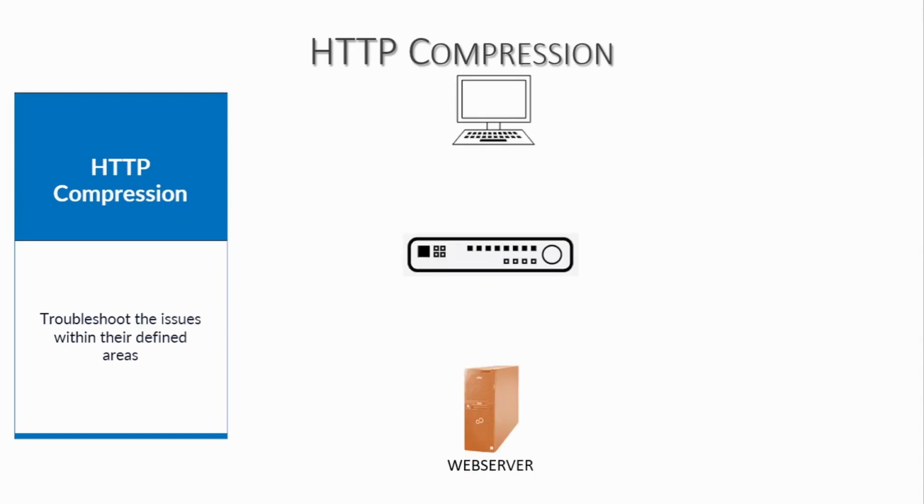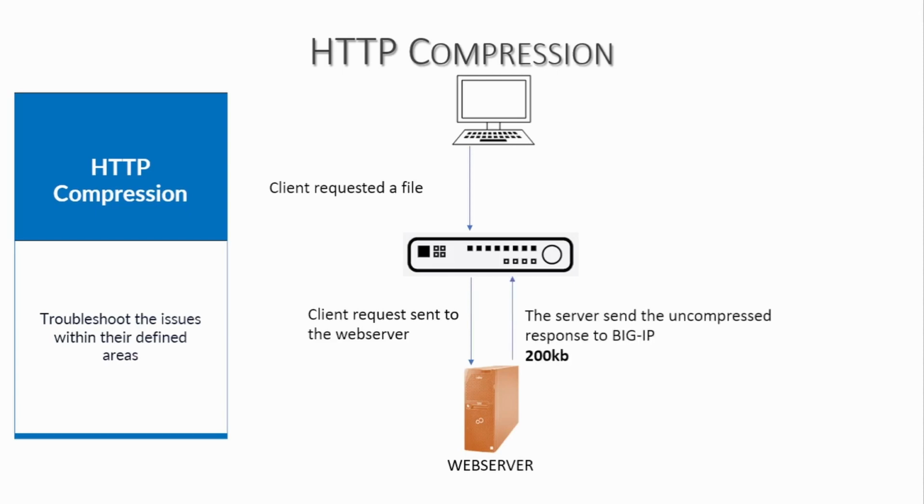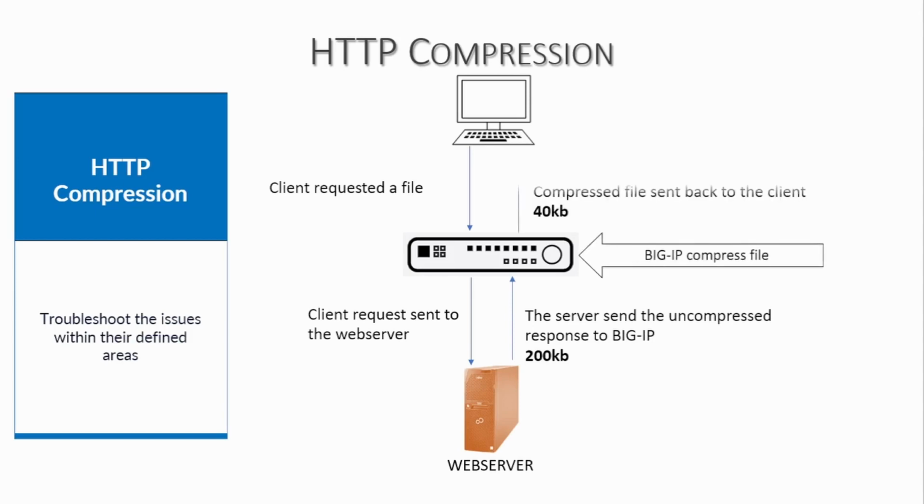For example, here again we have the same diagram. A client will request a file or a web page from a server. If the client supports compression, it will use the Accept-Encoding parameter in the HTTP GET request. The request gets to the BIG-IP, then the BIG-IP will send it to the web server. The web server will send an uncompressed response to the BIG-IP. Let's say the size was 200. Then the BIG-IP will receive and compress the file, then send a 40 compressed file back to the client. So now the size of this file has decreased. When the client receives the compressed file, it can uncompress it to get it back to its original form.